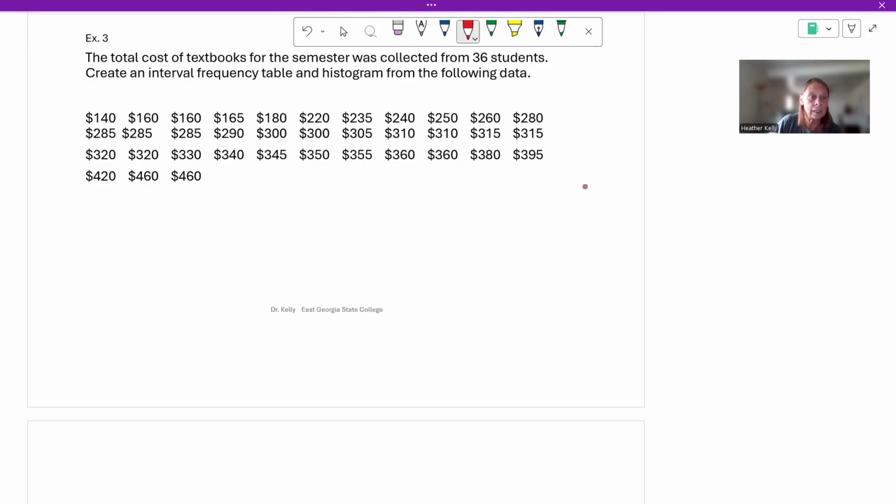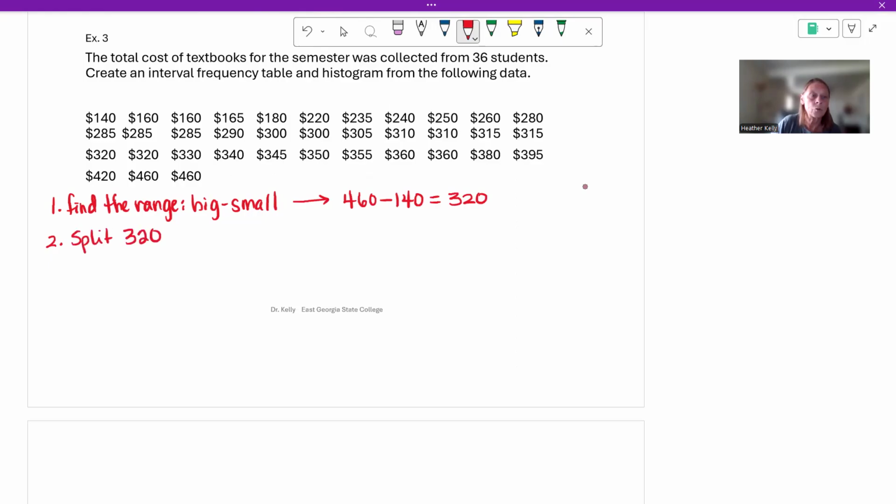So, first thing is to find the range. Okay, and that we do that by going the big minus the small. So here, when we find our range, we have 460 minus 140 equals 320. The next thing we do is we split 320 into even groups. We call them classes.